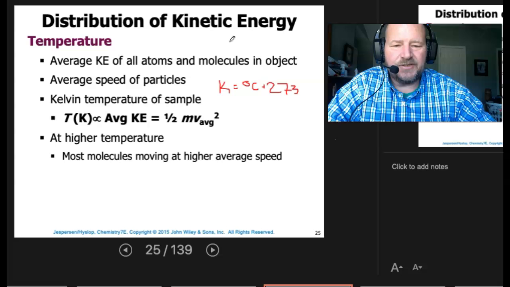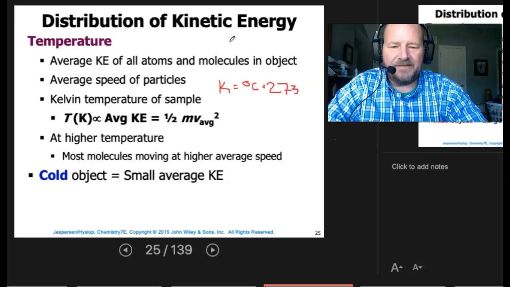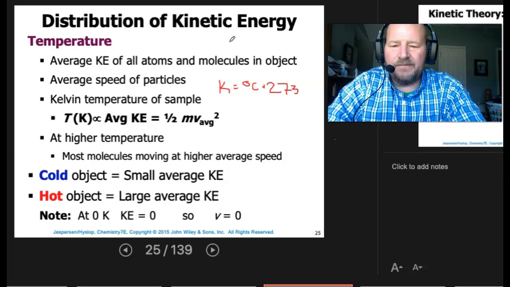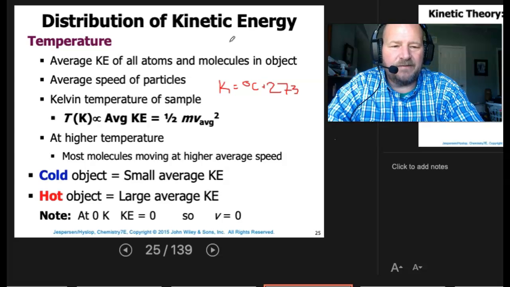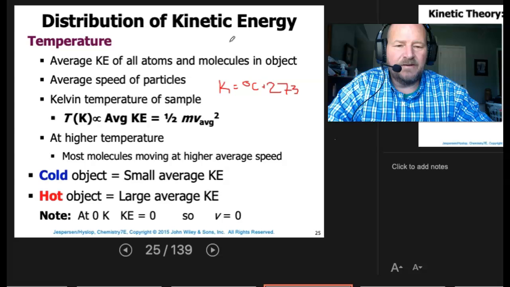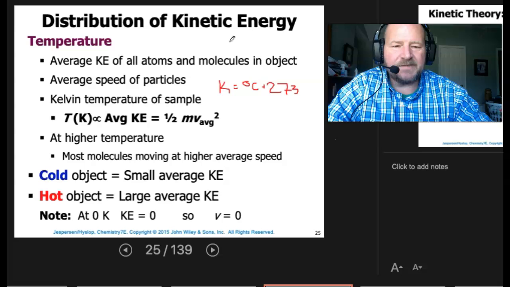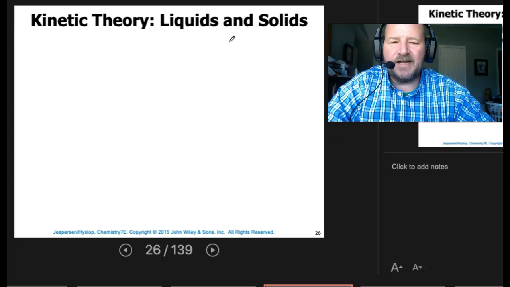Now at a higher temperature, most molecules are moving at a higher average speed. Cold object, you're going to have that smaller average. We pointed that out. Hot object, you're going to have a larger average. So note at 0 Kelvin, KE would be equal to 0, so your velocity would be equal to 0. So in other words, we're saying the molecules will stop moving at 0 Kelvin. Okay. You can get into some theory there if you want. Not going to do that in the video pieces here, but if you ever want to ask me questions about it, feel free.